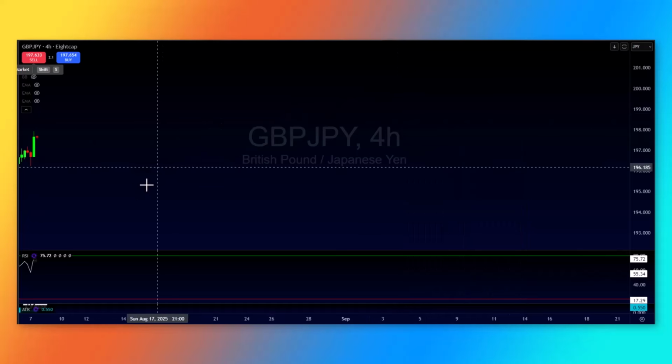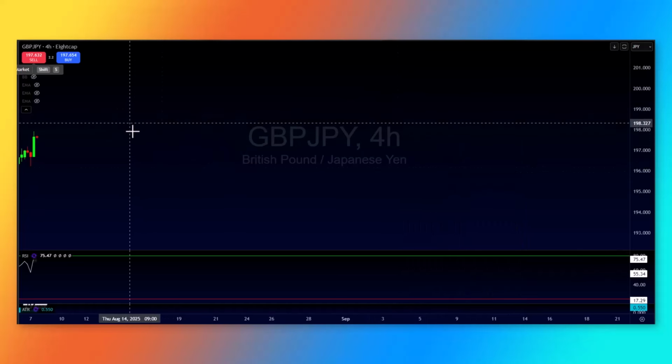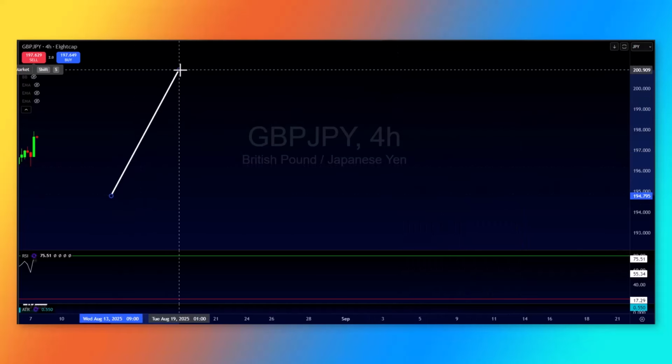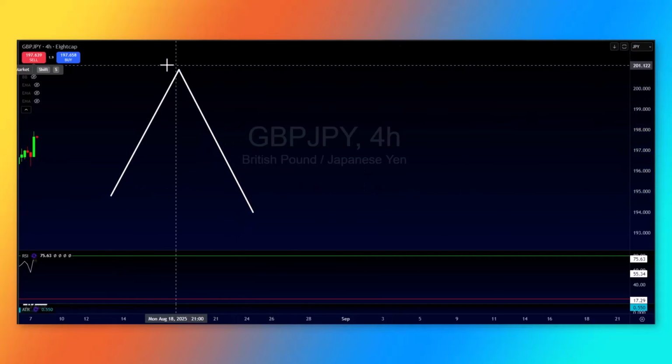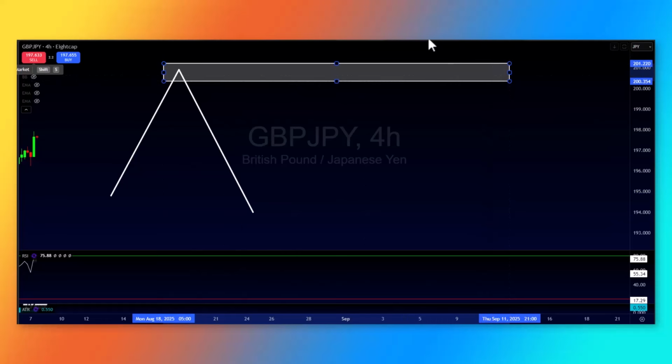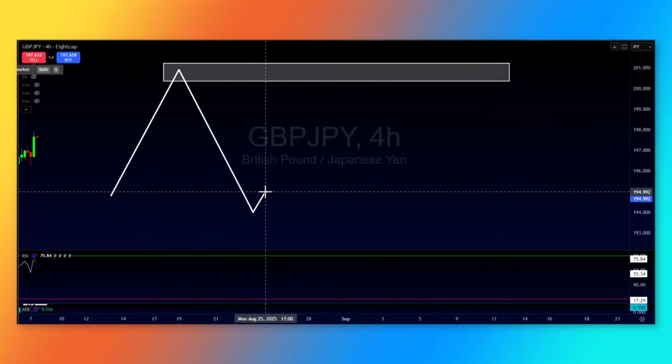Let's say I've got a move up here, right? Let's call this previous structure. And we've got consolidation down here.